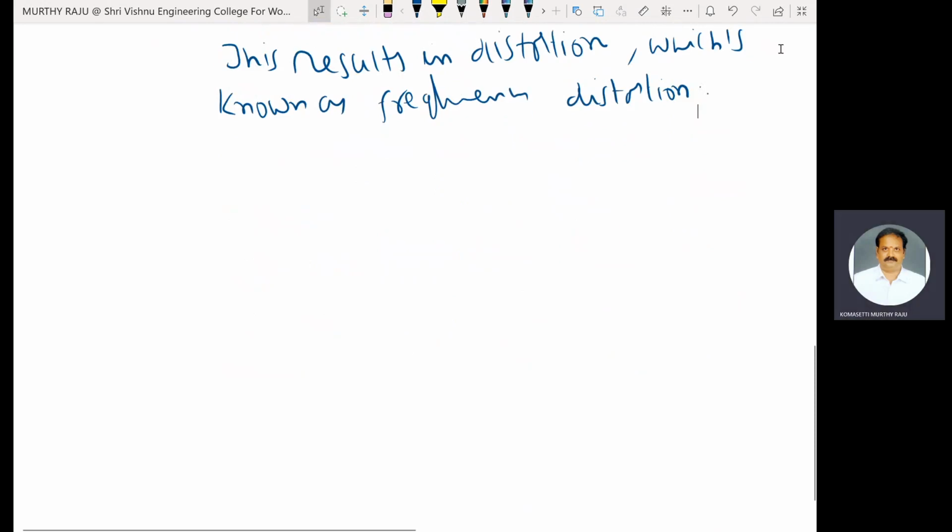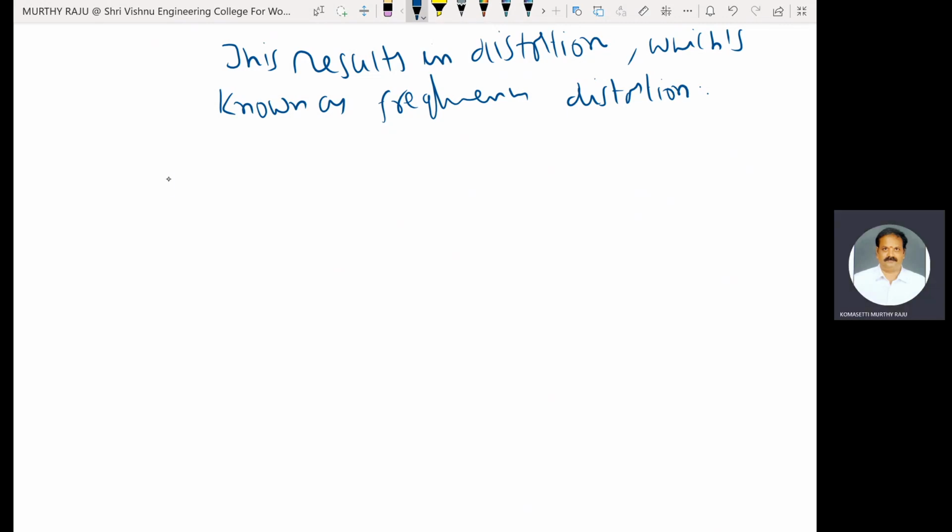In order to reduce frequency distortion occurring in the line, the attenuation constant should be made independent of frequency, and the phase constant should be made frequency dependent.